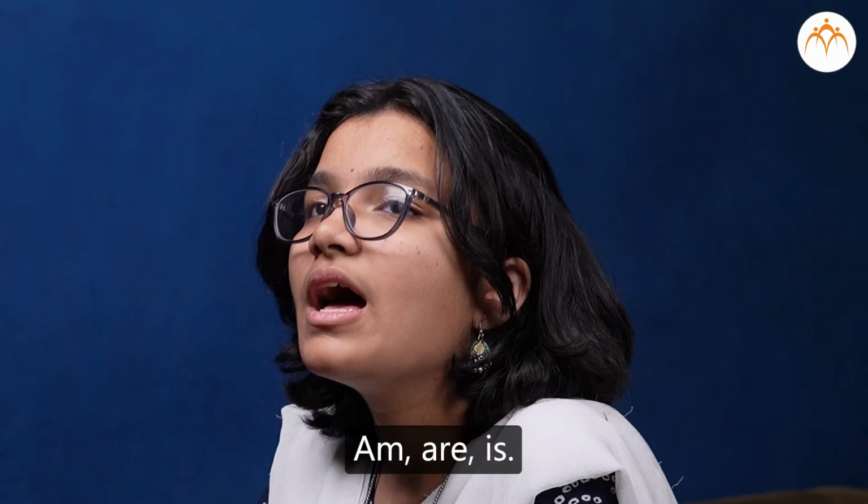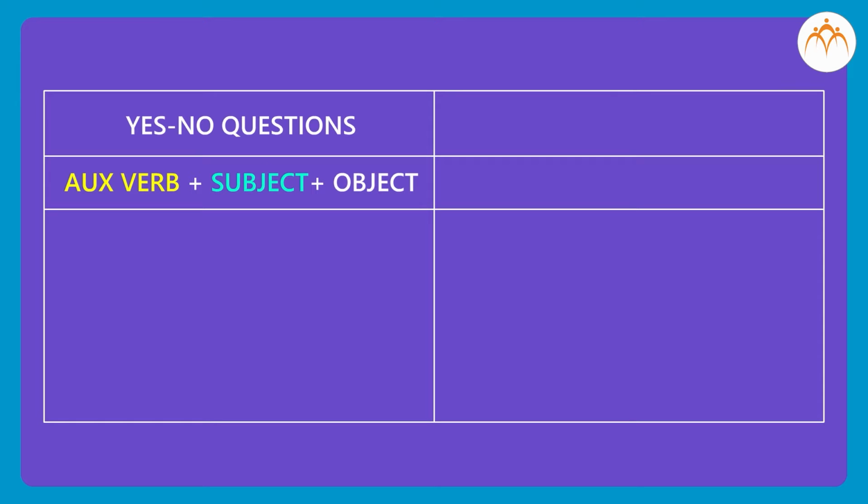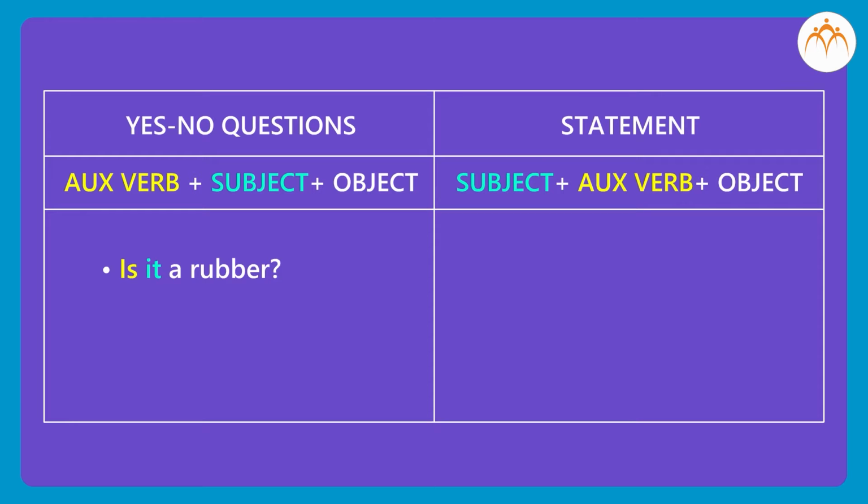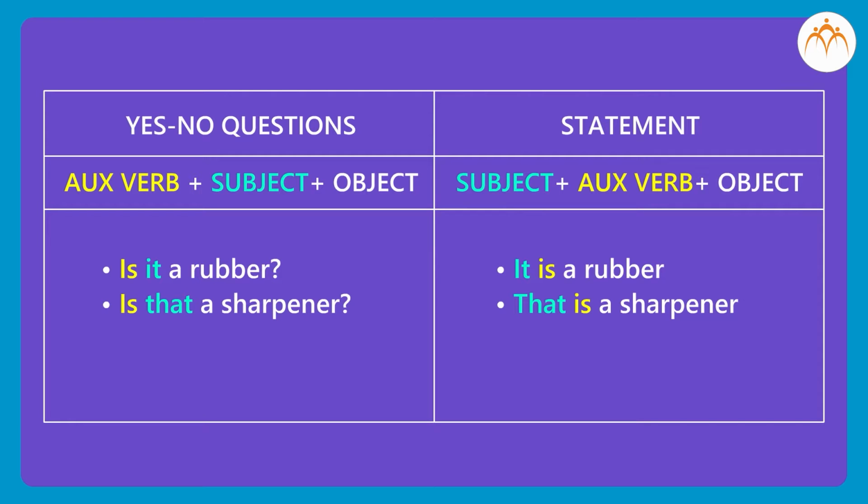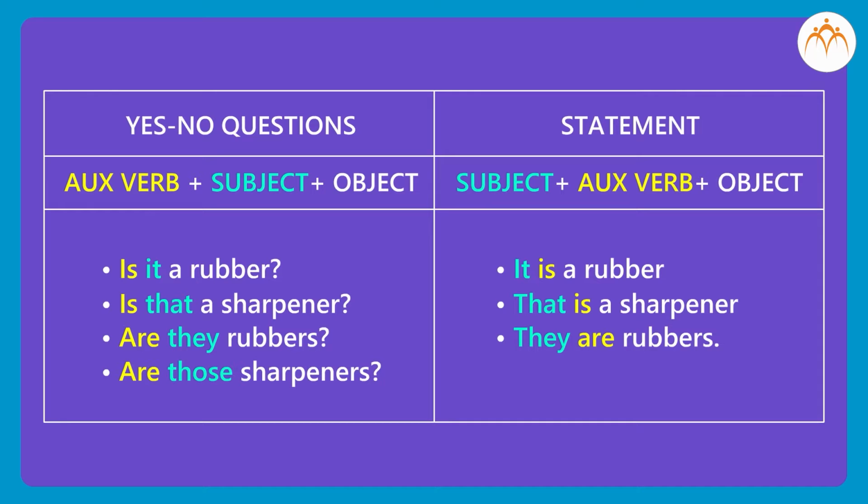Now let us look at the yes-no question starting with be. What are the forms of auxiliary verb be in the present tense? Am, are, is. Correct. Look at the yes-no questions with these forms now. Yes-no questions: auxiliary verb plus subject plus object. Is it a rubber? Statement: subject, auxiliary verb, object. It is a rubber. Is that a sharpener? That is a sharpener. Are they rubbers? They are rubbers. Are those sharpeners? Those are sharpeners.